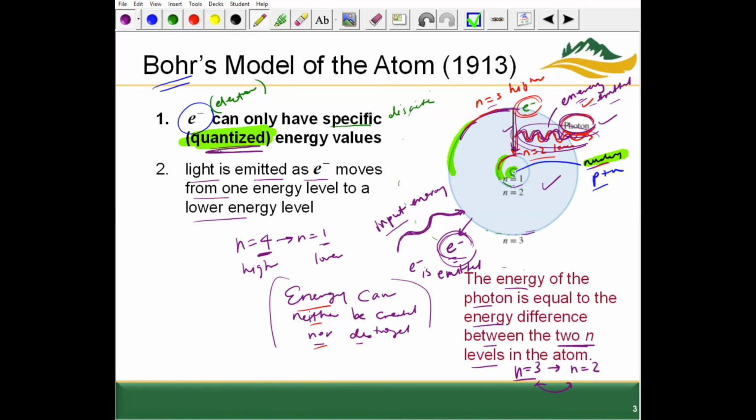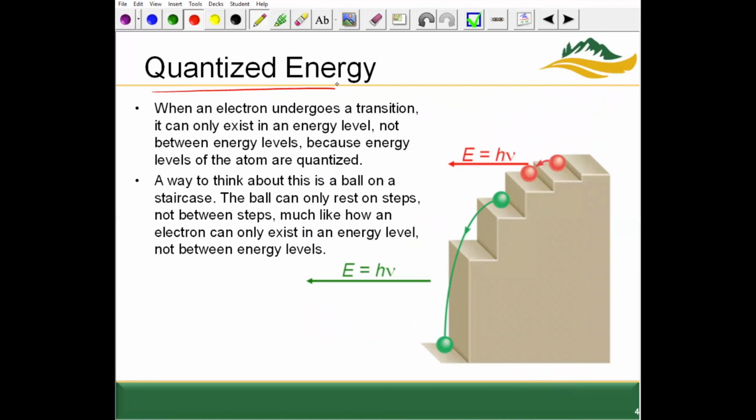Let's talk more about what it means for this to be quantized. Remember, this electron can be at n equal 1, n equal 2, n equal 3, n equal 4, etc. Because the electron is quantized, that means it cannot be found just hanging out in the middle between two energy levels. Another way to picture this quantized energy is we have steps like a staircase. This red sphere can be at this step or this energy level, and it can go down an energy level or down a step. We're not going to see this red sphere in the middle between two steps. That sphere has to be at a set step.